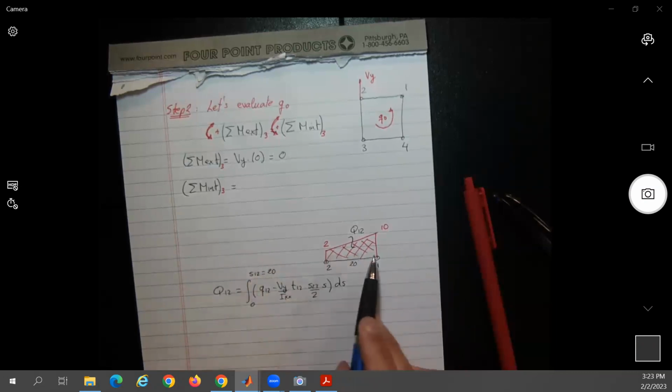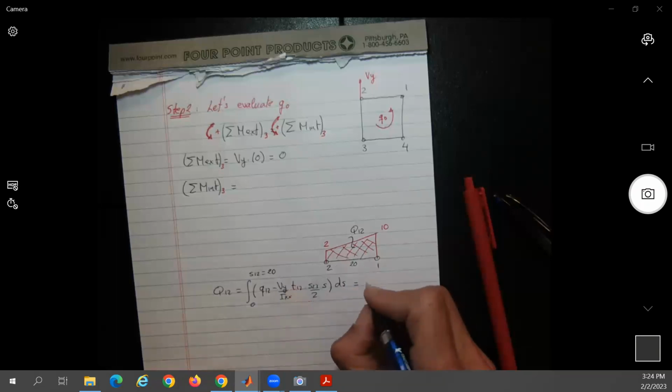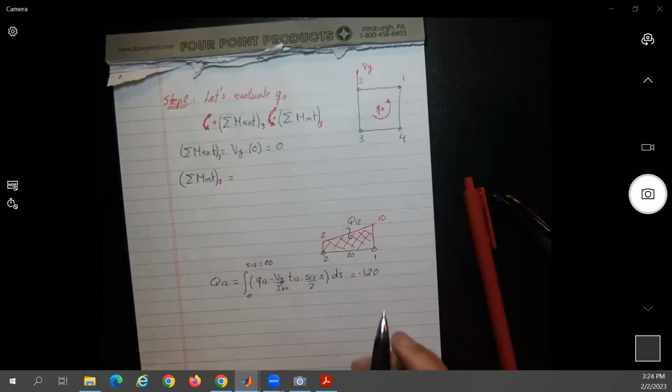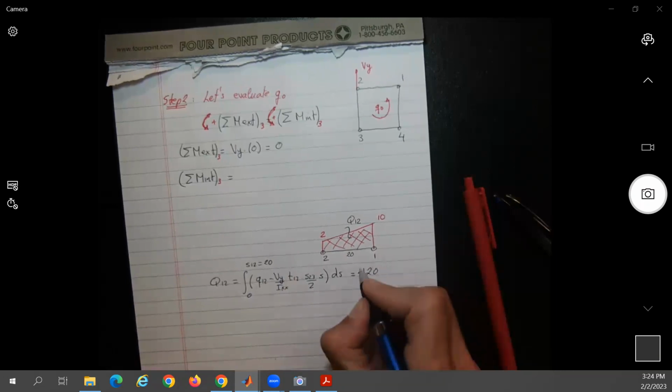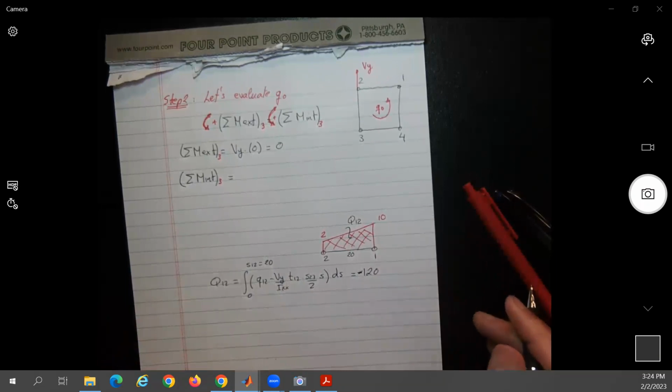So you can do this again by geometry, by just looking at it, but this gives you that Q12 is equal to, I minimized everything and now it's lost. So it's equal to negative 120 really, but let's say 120, okay? Let's just look at the absolute value, 120. Yeah, the thing is that then what do we do when we take the moment?